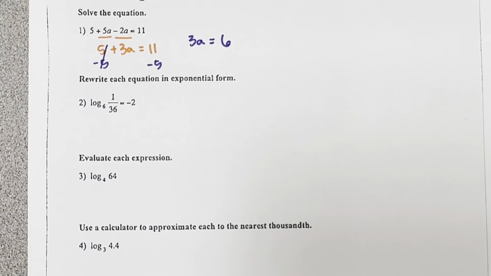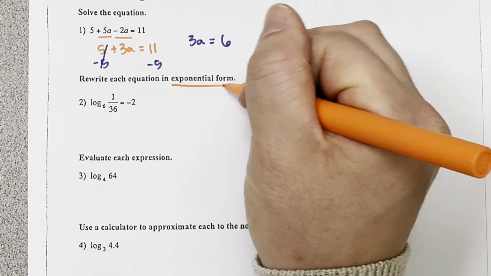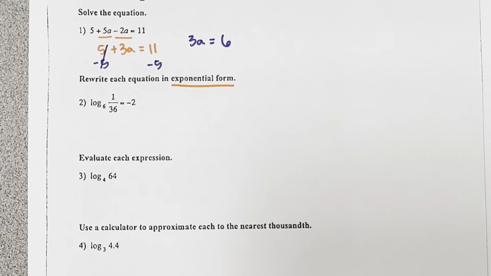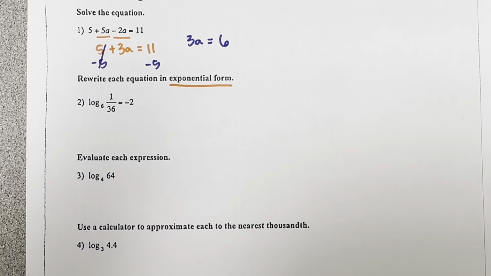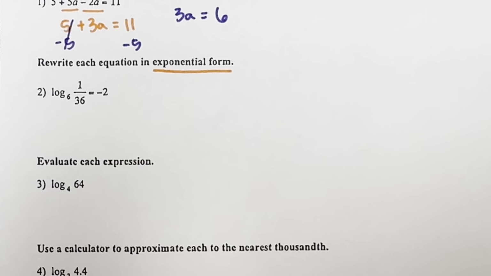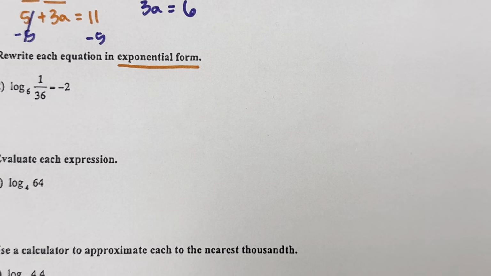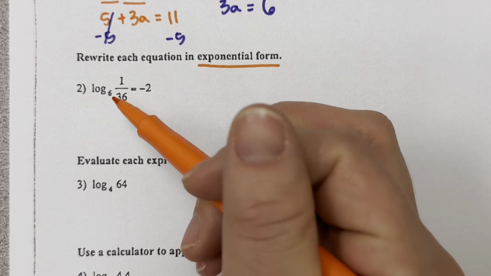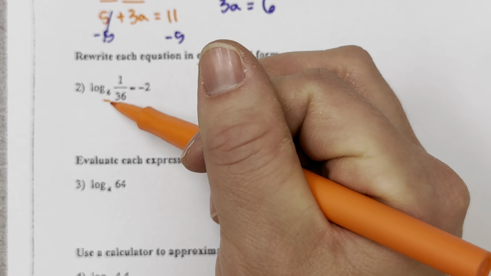Okay, number 2. We are rewriting each equation in exponential form. Okay, so exponential form, going from a log to exponential. This was a while ago. I think this was one of our first units of the year. Okay, so remember, we always grab the base first. So our base here is 6.